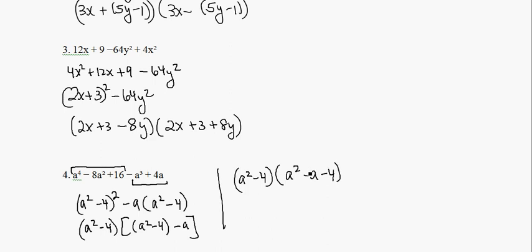Are there any factors of 4 that add up to negative 1? No, it's just 1 and 4 and 2 and 2, so that doesn't work out. So that's the end of this short video on factoring.